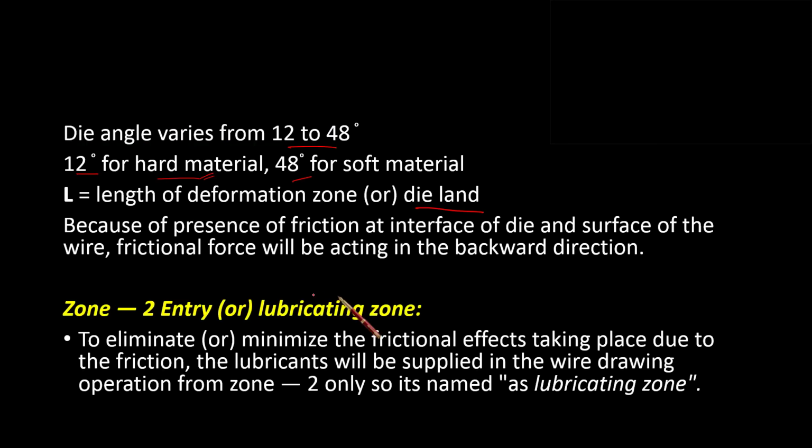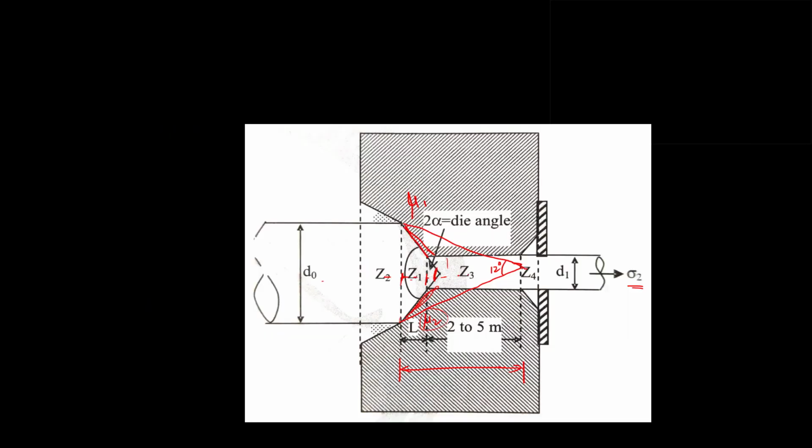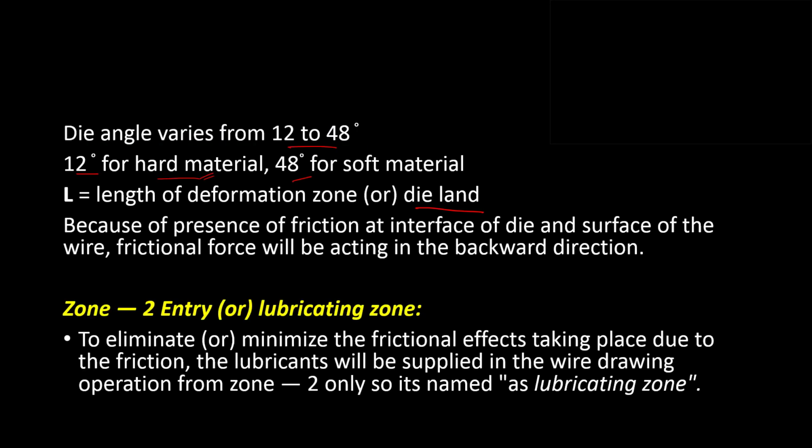So the next zone is the entry zone, also known as the lubricating zone, because the lubrication, that is, the liquid which is poured, is poured in this zone only, right? So this zone is also known as the entry zone. Here there will be almost no friction, okay, and the lubrication is applied in this zone.